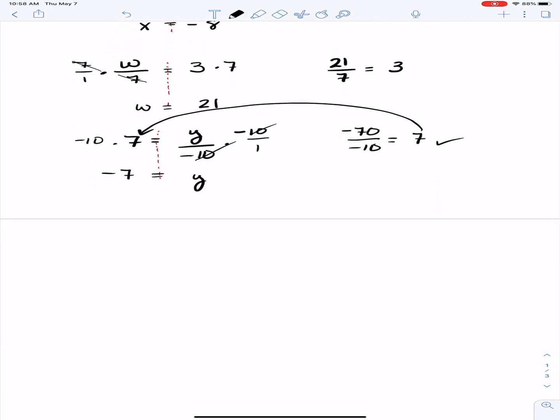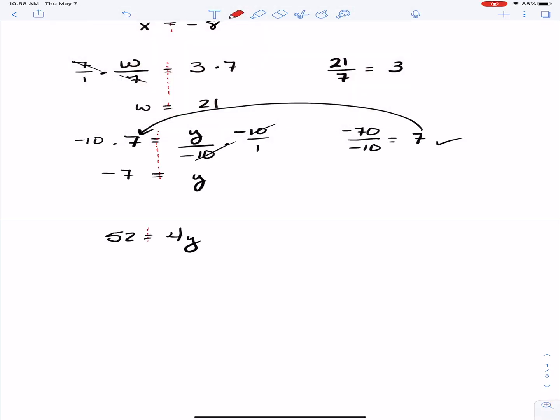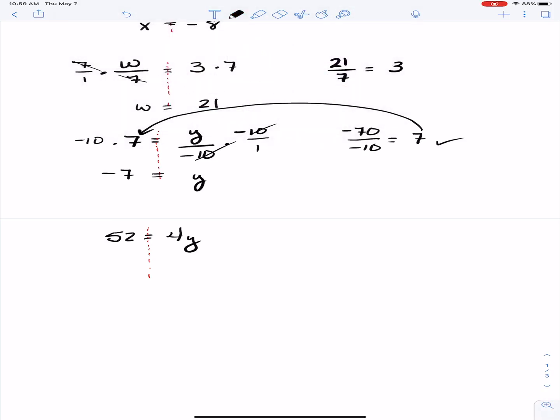Let's do 52 equals 4 times some number. Again, you don't have to draw the imaginary line, but I'm just putting it here for educational purposes. Okay? 4 times some number is 52. The inverse operation of multiplication is division, so I'm going to divide both sides by 4. So y equals, 4 divides into 52 13 times, so y equals 13.